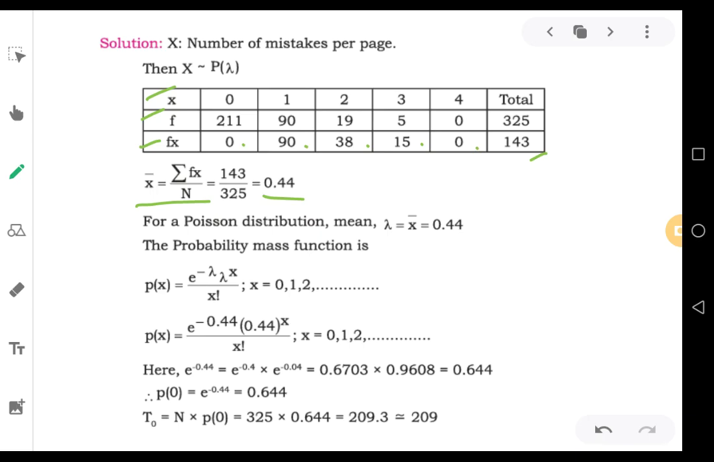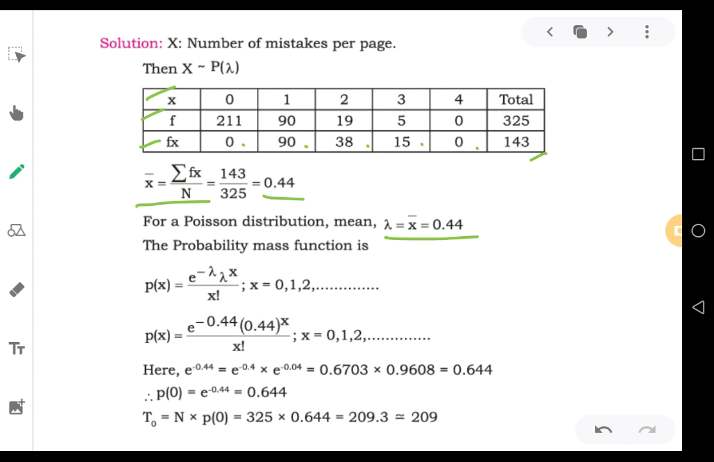In a Poisson distribution, the value of mean itself is the value of lambda. Lambda is equal to the mean of the distribution. Therefore you can take lambda equal to mean equal to 0.44. So the 0.44 we calculated as the mean becomes lambda here.